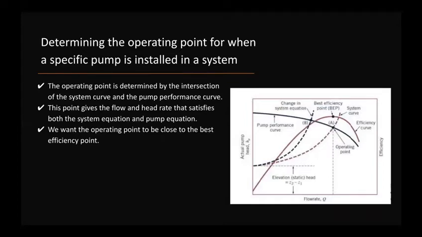And as you can see on the graph as well, there is an efficiency curve. And on that curve, there's also this point called the BEP, or the best efficiency point. So when we're looking at an operating point, we want to be close to the best efficiency point. So as you can tell, that is point A.